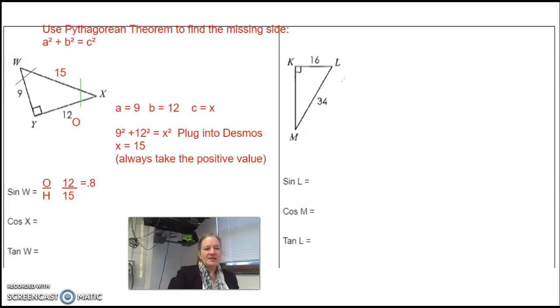Cosine of x. What? So now I'm not looking at W anymore. I'm looking at x. So that is no longer an O. That 12 is now an A, because I've changed my reference point. Okay. So now I'm going to find the cosine of x, which is opposite over hypotenuse. Well, or I'm sorry, adjacent over hypotenuse. But if you look, this side is now the adjacent side because I've changed my point of reference. I've moved to angle x. That's going to be 0.8 as well because I'm using the same numbers. But remember, it's because I changed my reference.